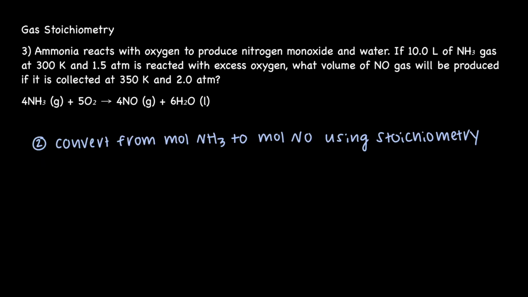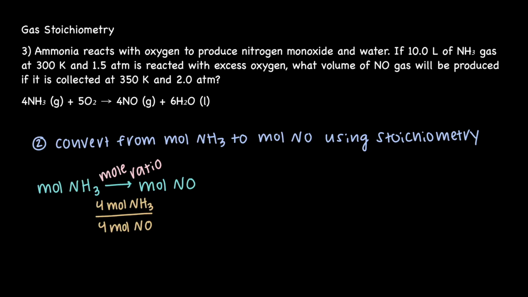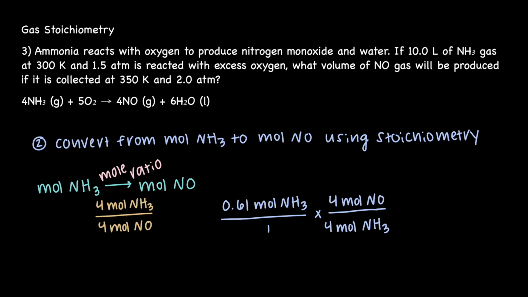Next, we can convert from moles of NH3 to moles of NO, using the mole ratio from the balanced chemical equation. There is a 4 in front of NH3 in the equation, and a 4 in front of NO, so the mole ratio will be 4 moles of NH3 over 4 moles of NO. Setting up units to cancel, we start with 0.61 moles of NH3 over 1. In the next fraction, 4 moles of NH3 goes on the bottom, and 4 moles of NO goes on the top. Moles of NH3 cancel out, and we are left with moles of NO. Solving, we get 0.61 moles of NO.